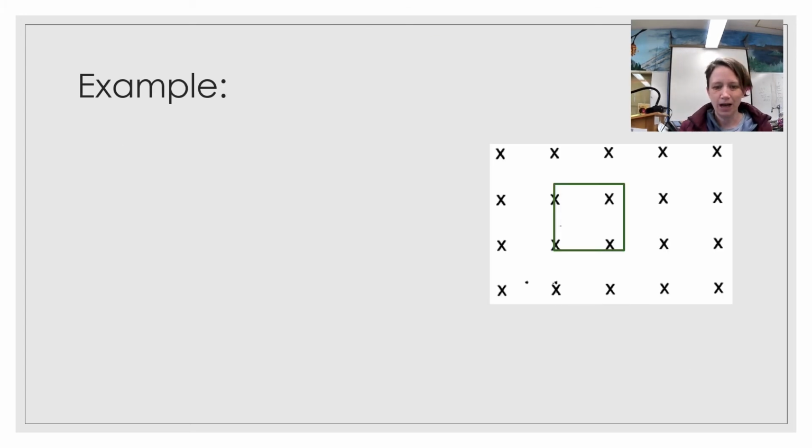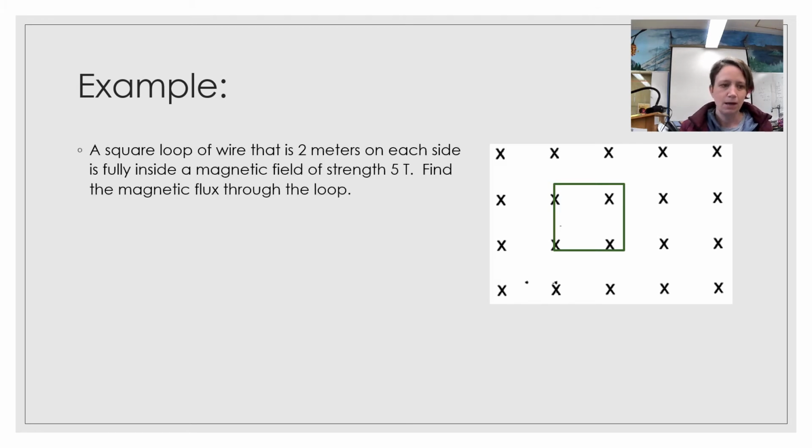Quick example of calculating flux based on an experimental setup. If we have a square loop of wire that is 2 meters long on each side and it is fully inside a magnetic field of strength 5 Tesla, and you are asked to find the magnetic flux through the loop, that flux is just going to be B, which is 5, multiplied by the surface area, which for a square is length times height. So you get 5 times 2 times 2. The flux through this square would be 20 Webers into the page, because this is an in magnetic field.